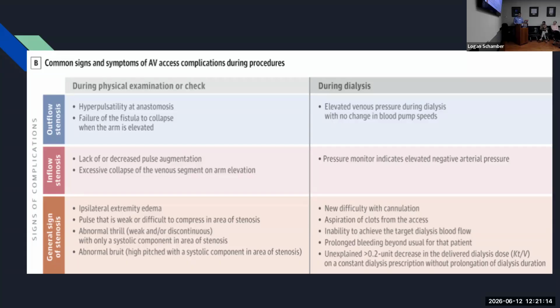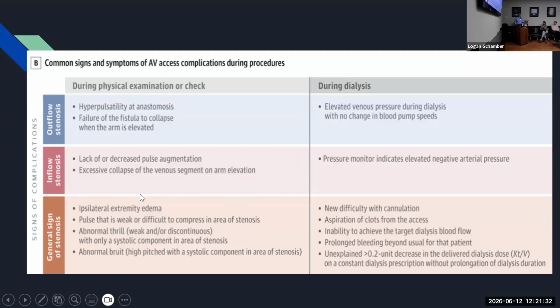Compare this to inflow stenosis, which typically is characterized by a decreased pulse augmentation, and then excessive collapse of the vessel segment on arm elevation. On dialysis, you may see pressure monitors indicating a very high negative arterial pressure.